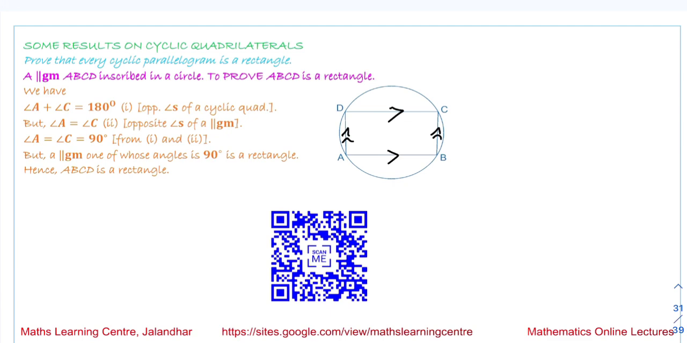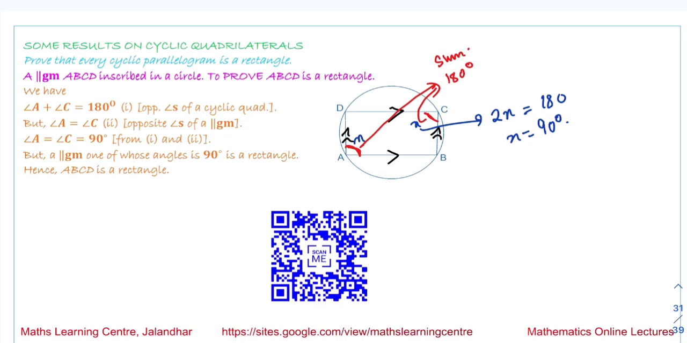So what we have over here is, if these are concyclic or this is a cyclic parallelogram, then the sum of these two angles will be 180 degrees, and we know that in a parallelogram opposite angles are equal. So both these are x. So we get 2x is equal to 180. So the value of x you will get is 90 degrees. So we get that it is a parallelogram whose angles are of 90 degree measure, and a parallelogram whose angles are of 90 degrees is a rectangle.